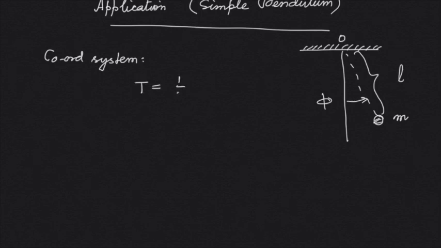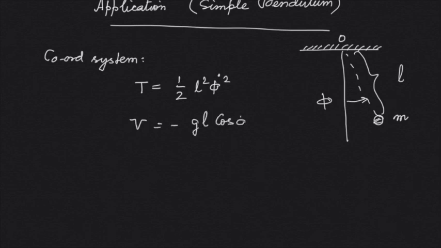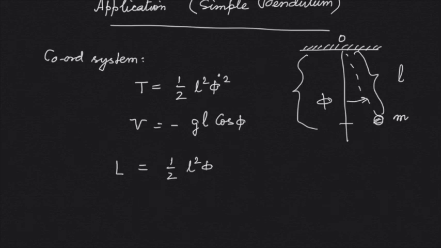So T equals half L squared phi dot squared. And we know that rho equals a constant, so rho dot is 0. So I can directly write T this way. And the potential energy will be minus g L cos phi. This I am not going into detail because I am pretty sure you know this very well. L cos phi is this, it is negative, and then I have minus g. So I construct the Lagrangian: half L squared phi dot squared plus g L cos phi.